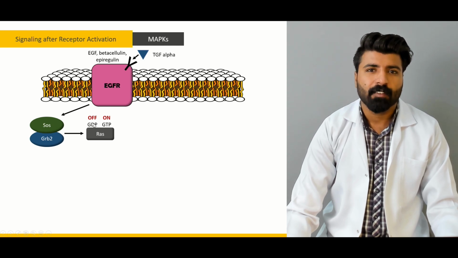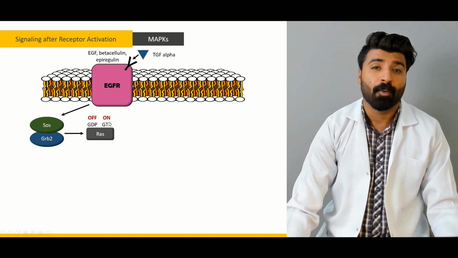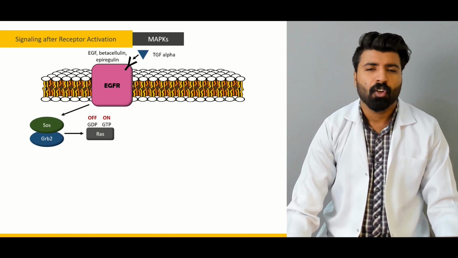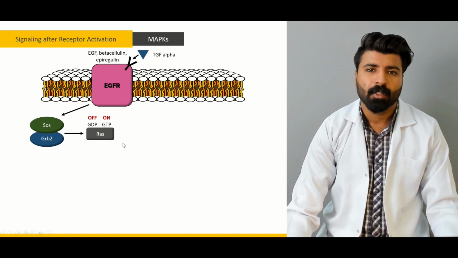It will be off at the level of GDP, it will be on at the level of GTP, and which structure was giving it the phosphate group? It was actually another GTP which was giving it the phosphate group and converting it into its active form. After cell proliferation, normally it would go back and the cycle will keep happening in a loop.